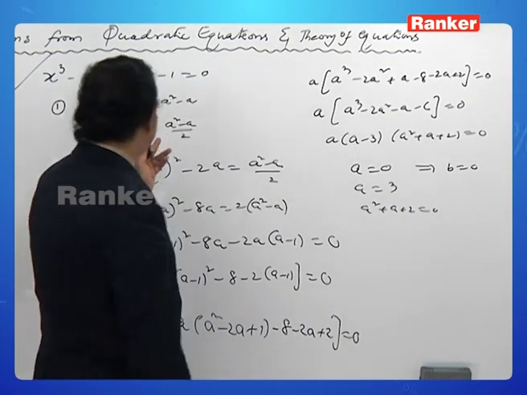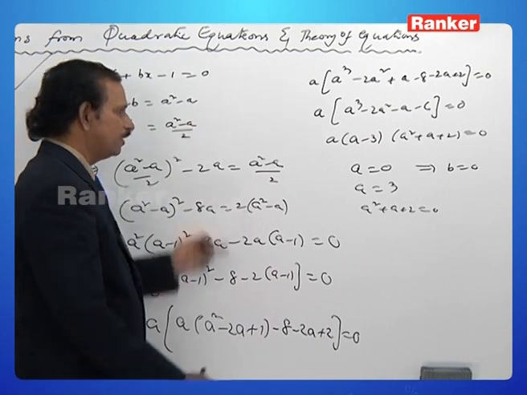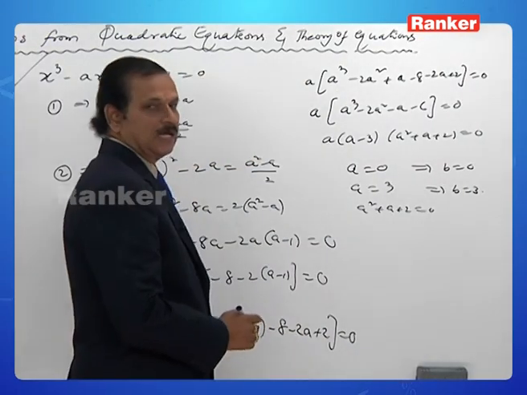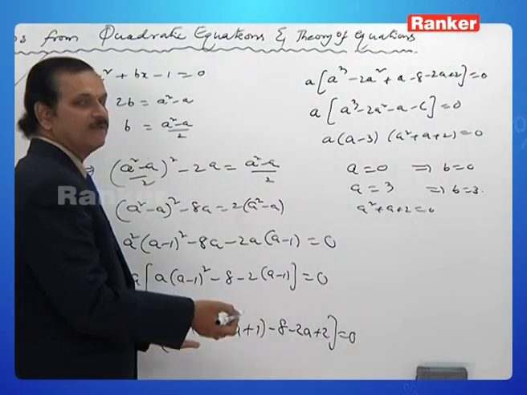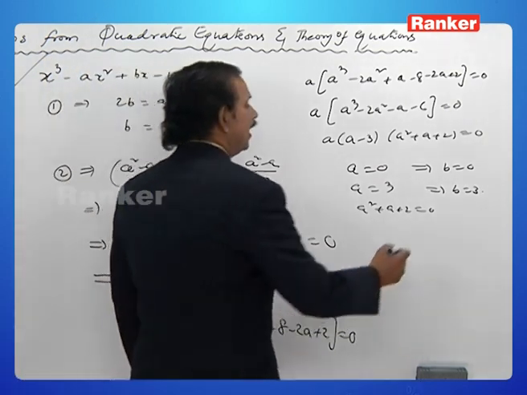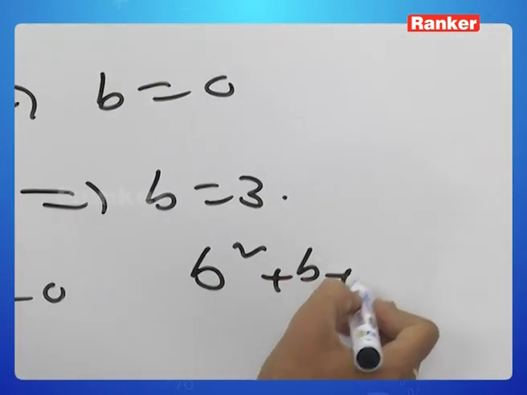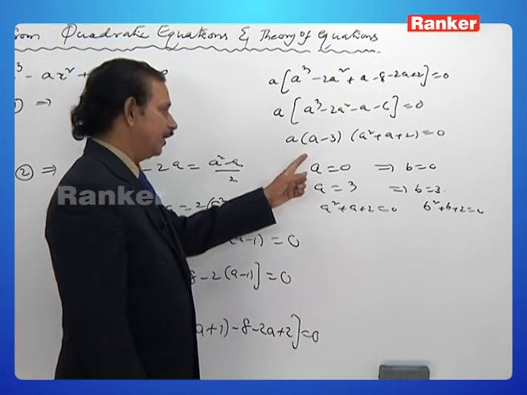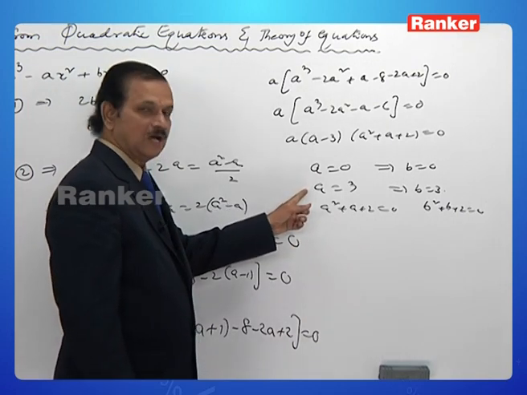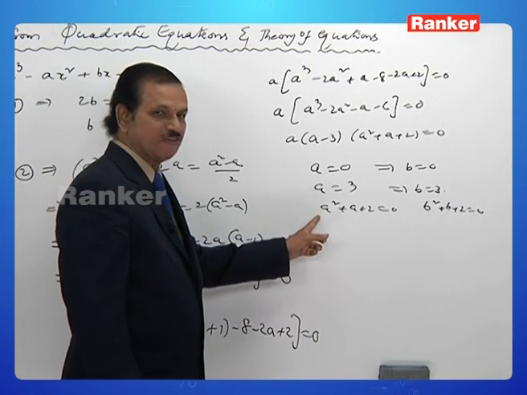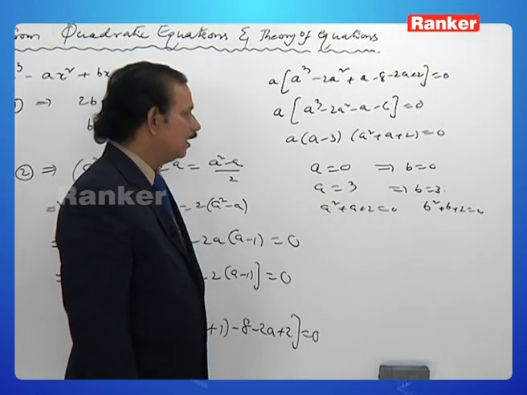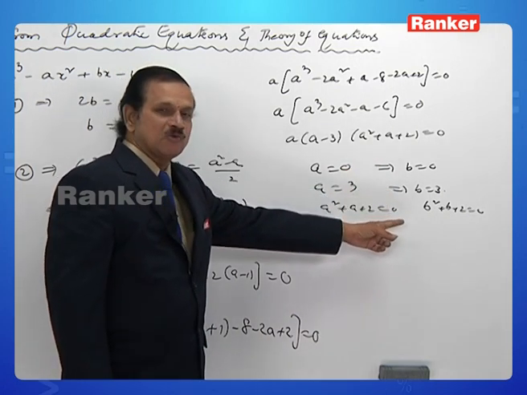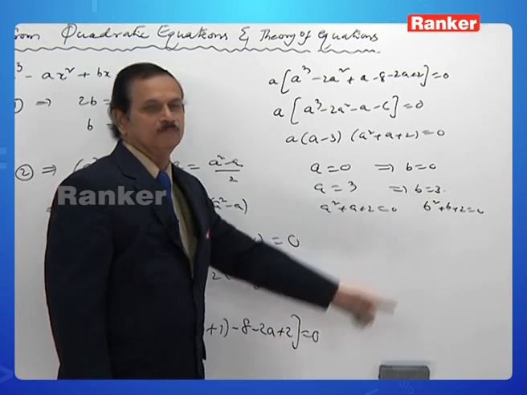If a is equal to 3, what happens? 3 square is 9, 9 minus 3 is 6, 6 by 2 is 3. As we could eliminate A, in a similar way we can eliminate B also, so that we can observe that B square plus B plus 2 is equal to 0. Observe these two things. A is 0 or A is 3 or A is a root of x square plus x plus 2 is equal to 0. In a similar fashion, B is 0 or B is equal to 3 or B is a root of x square plus x plus 2 is equal to 0.